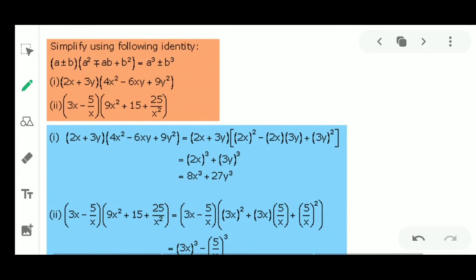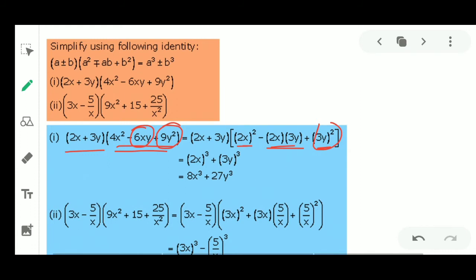So the first question: (2x + 3y)(4x² − 6xy + 9y²). Now this expression, 4x² − 6xy + 9y², can be written as (2x)² − (2x)(3y) + (3y)². 2x times 3y equals 6xy, and 9y² can be written as (3y)².